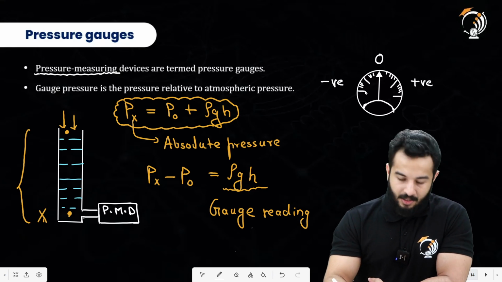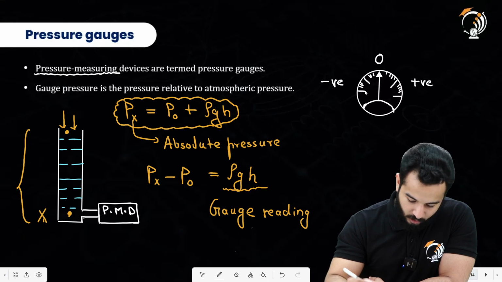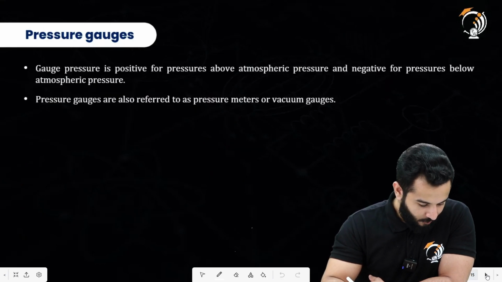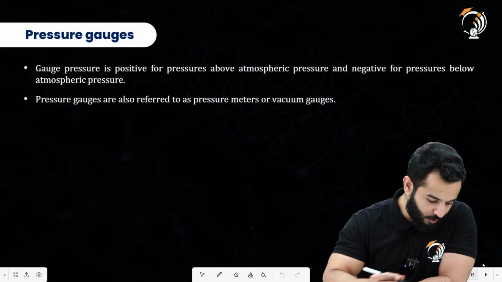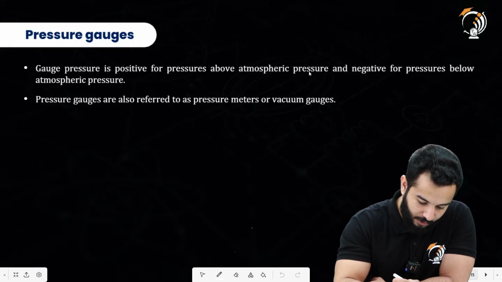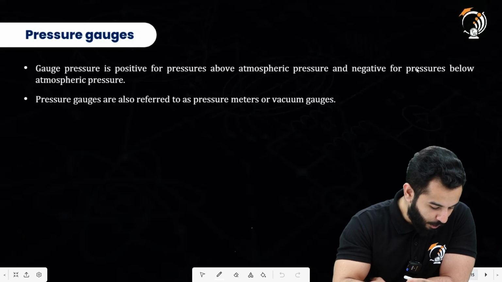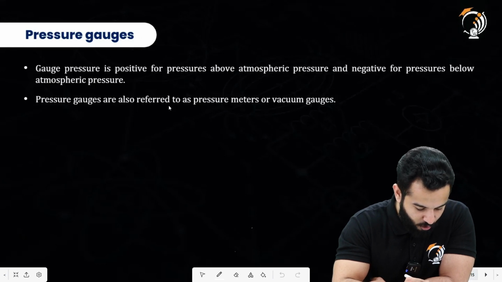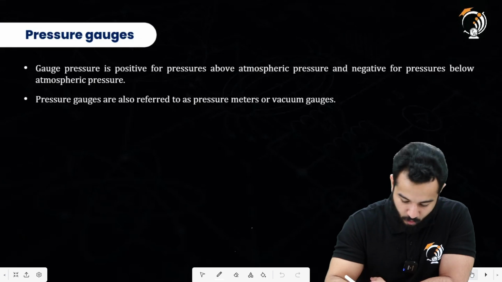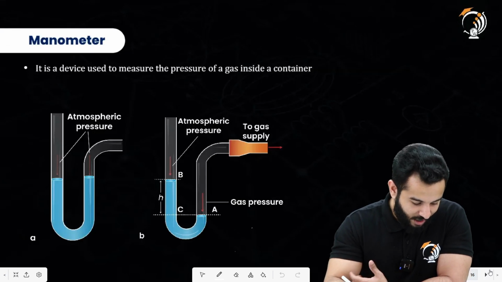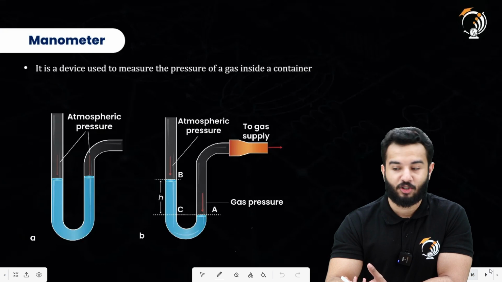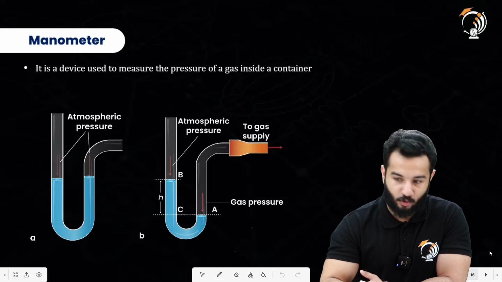Now, moving on to the next topic, we have discussed what the pressure gauge is. Gauge pressure is positive for pressures above atmospheric pressure, negative for pressures below atmospheric pressure. Pressure gauges are also referred to as pressure meters or vacuum gauges, right? After this, we have certain devices through which we can actually measure pressure. That's what I was saying, that we are going to talk about it.